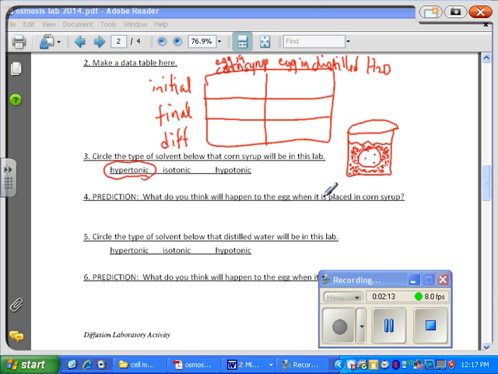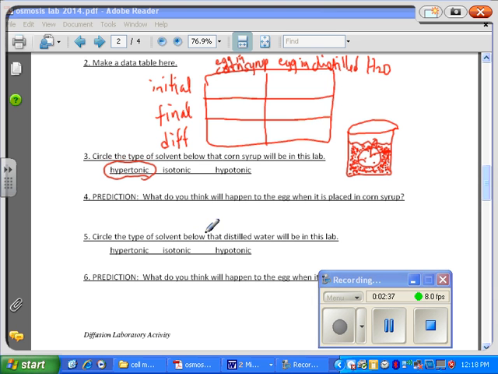What do you think will happen to the egg when it's placed in the corn syrup? That's your prediction, and your hint is that water goes from a high concentration to a low concentration. If you look out here, you have so much sugar that there's hardly any room for water at all. So the water goes from a high concentration to a low concentration. I want to know, does that egg shrink or swell? That's what you're going to write here.